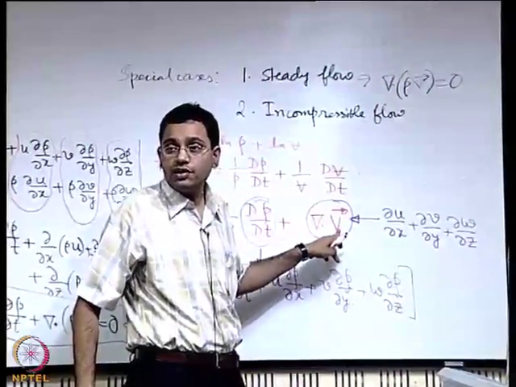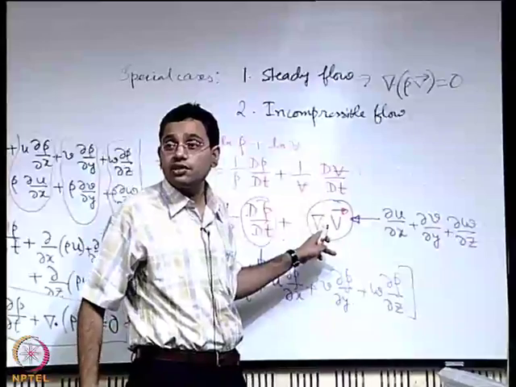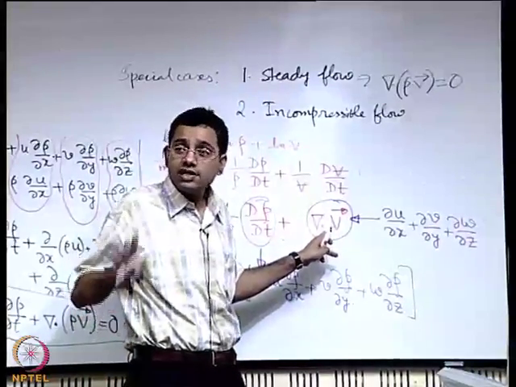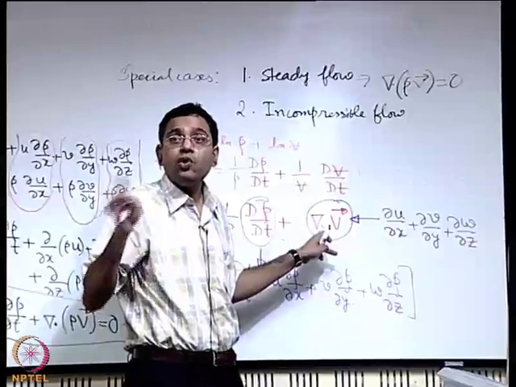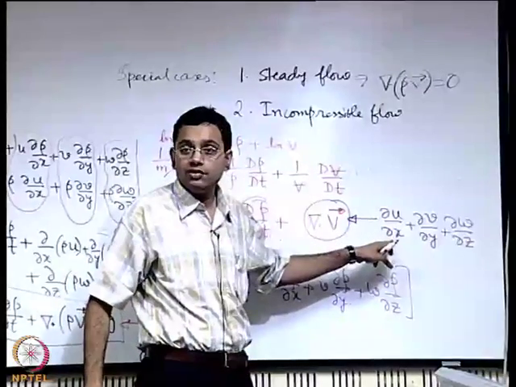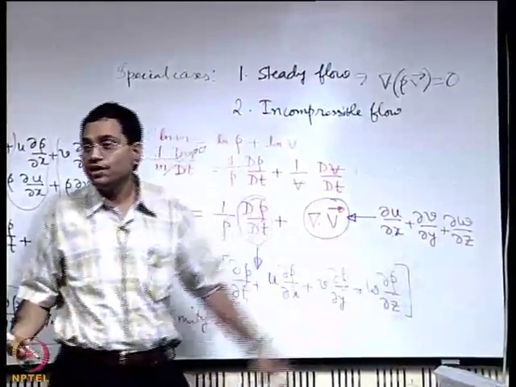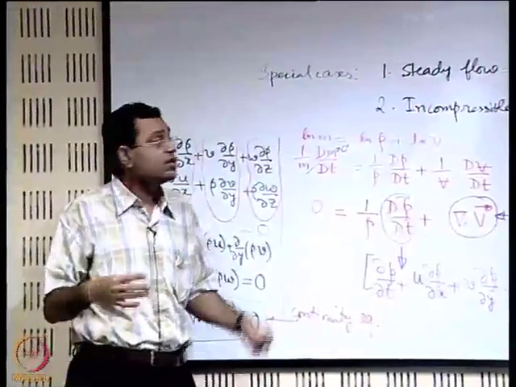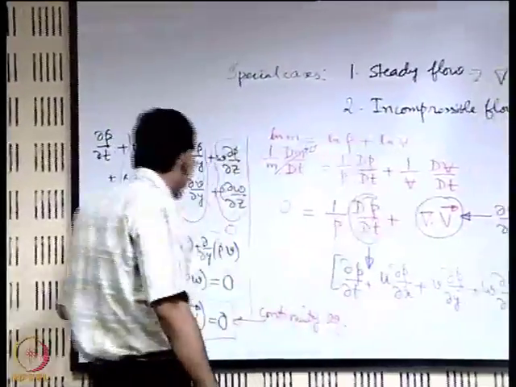That is the definition. Now, where does it ensure that rho is a constant? That basic definition never ensures that rho is a constant. At the same time, it can be shown that if rho is a constant, then this will be satisfied. So, the converse is not true. That means rho is a constant is a special case of incompressible flow, but it is not the general case. What is the general case? Let us look into that.